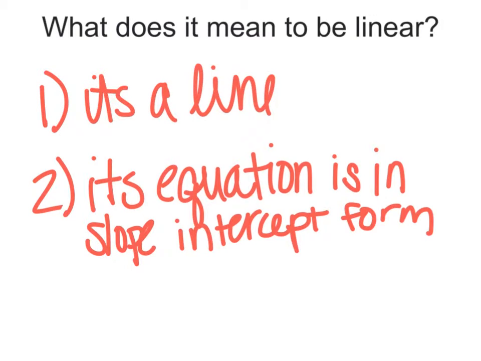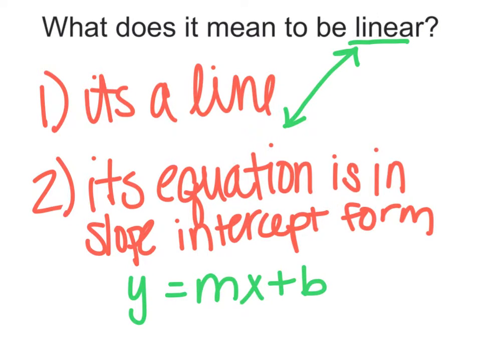We began discussing this idea of what makes something linear. So first of all, if it's linear, then it is a line. So its graph is going to look like a straight line. And then number two, its equation is in what we call slope-intercept form. Slope-intercept form is in the form y equals mx plus b.